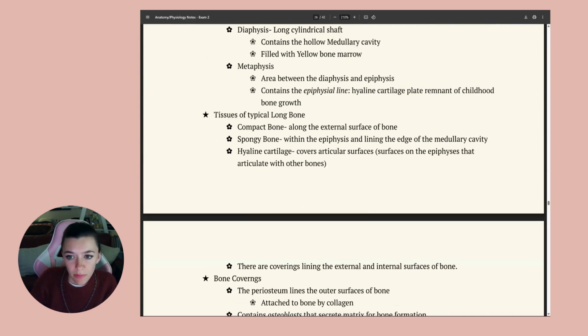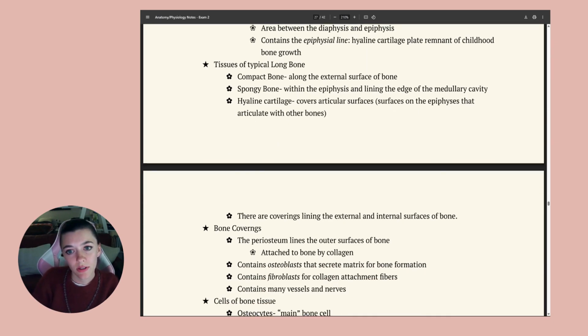Metaphysis, area between the diaphysis and the epiphysis. It contains the epiphyseal line, which is hyaline cartilage plate remnant from childhood bone growth. When you're a child, a lot of your bones, they're not fully solidified together. This allows for growth, and once you have finished growing, the epiphyseal line is where that hardens.